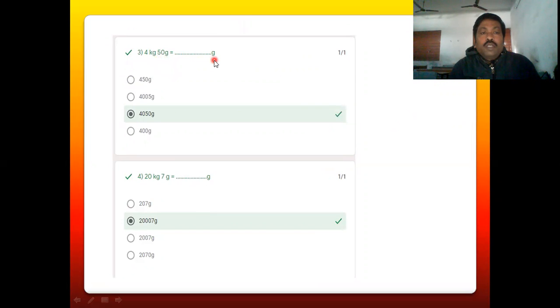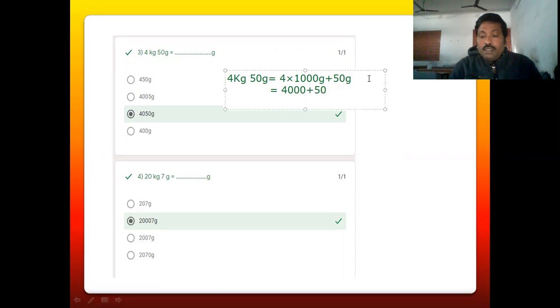4 kg 50 gram is equal to blank gram. To convert 4 kg 50 gram into gram, we have already discussed this type of question, but we will solve it once again. 4 is multiplied by 1000 because 1 kg is equal to 1000 grams, and then add 50 grams. 4 multiplied by 1000 makes 4000, and plus 50 makes 4050 gram.